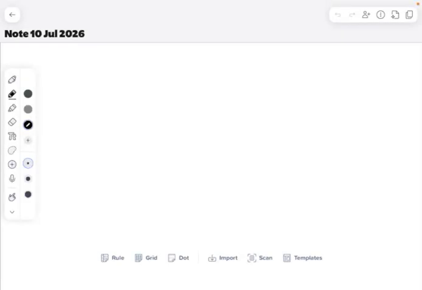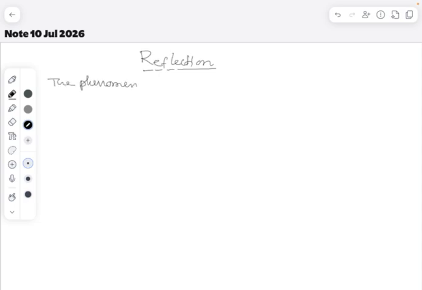Dear students, now I am going to explain reflection. The phenomenon of return of light into the same medium is called reflection.